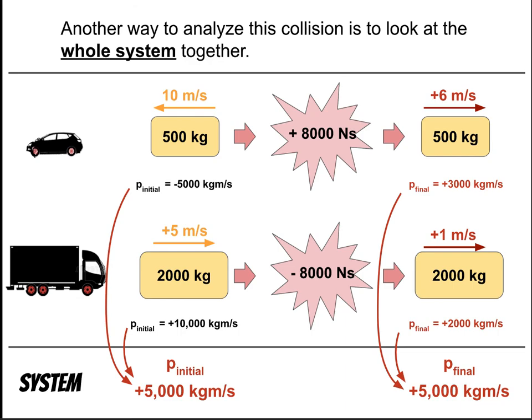Okay, this is not a coincidence. I didn't rig this problem. This is what happens with collisions, is that the momentum before equals the momentum afterwards. Why? It's because the impulses are equal and opposite. If you look at the whole system, the system felt a positive 8,000 and a negative 8,000 impulse. And so the net impulse, the overall impulse, is zero. There's no change to the momentum.